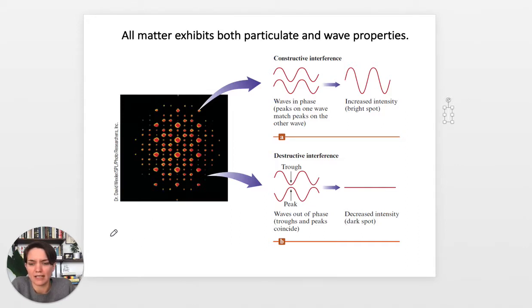To test this theory, electrons were shot at a nickel alloy screen, and the same pattern arose. So now we have a photon being a particle and a wave, and we have an electron being a particle and a wave. And in fact, this is a really big concept. All matter exhibits both particulate and wave properties.